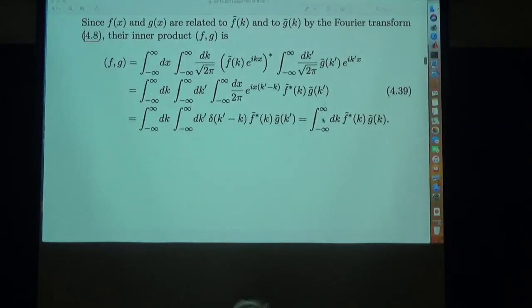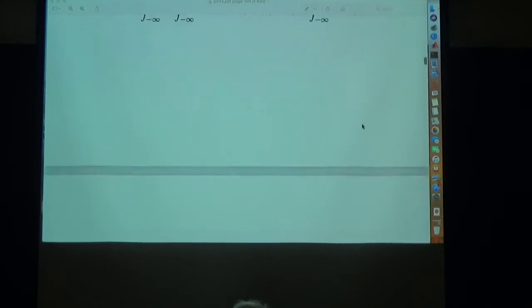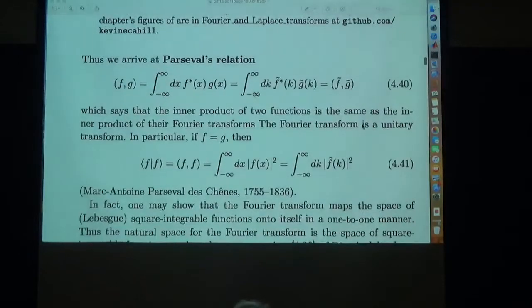And so now, putting those together, what we see is that this inner product is the same thing as the inner product of the Fourier transforms. So we can say that <f|g> is <f tilde|g tilde>. And what this says is that the Fourier transform is a unitary transformation. It preserves inner products. The inner product in momentum space is the same as the inner product in position space. And this is called Parseval's relation.